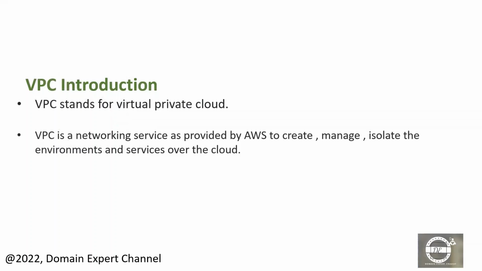VPC stands for Virtual Private Cloud. VPC is a networking service provided by AWS to create, manage, and isolate the environment and services for the cloud. In layman's terms, it's a virtual data center over the cloud, which gives you all the superpowers to set up and create subnets, IP ranges, configurations of routing tables, network gateways, and network firewalls.